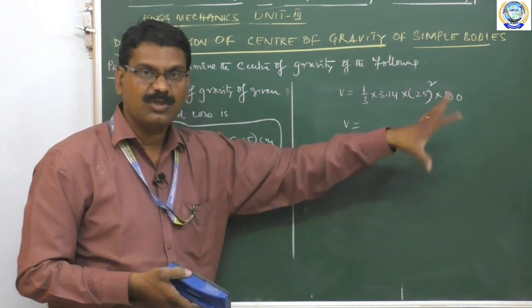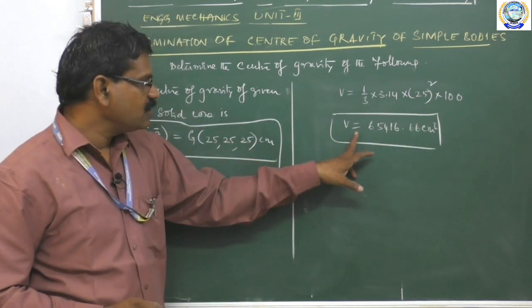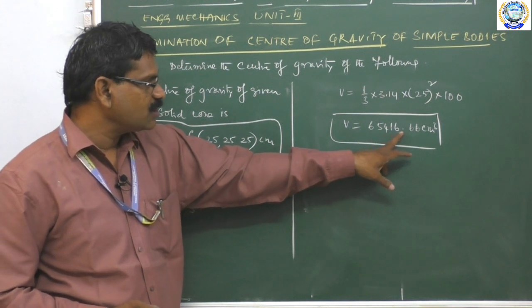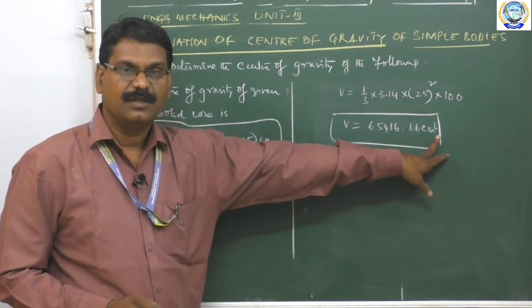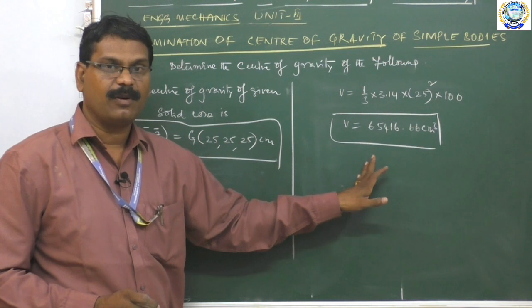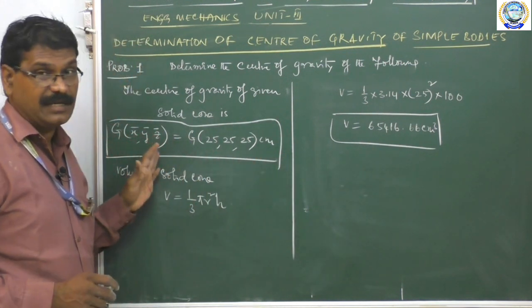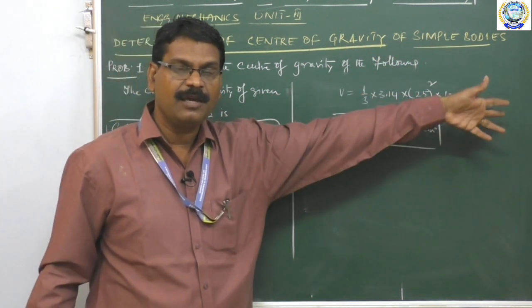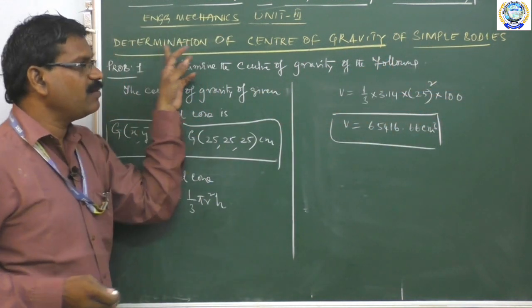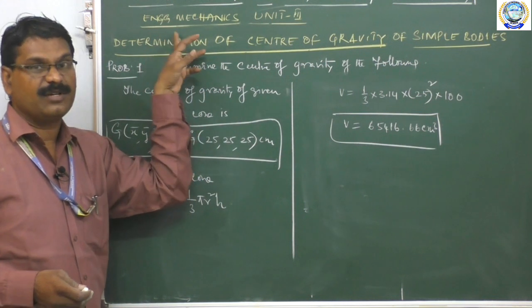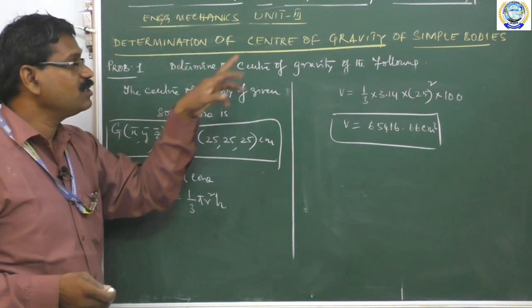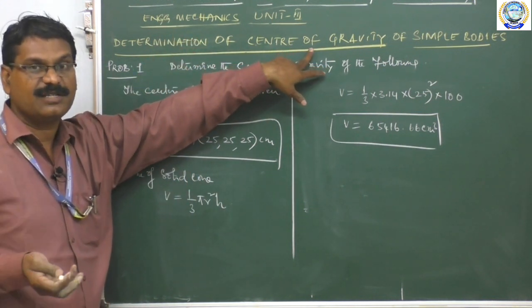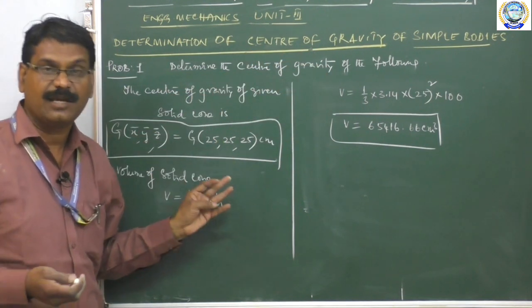After simplifying this with a calculator, we will get V is equal to 65416.66 centimeter cube. This is the ultimate answer of this given problem. So this is the first category, that is determination of center of gravity of simple bodies. Similarly, for determination of center of gravity, we have another two categories, which are composite bodies and shaded regions. That we will see in the next class. Thank you very much, students.